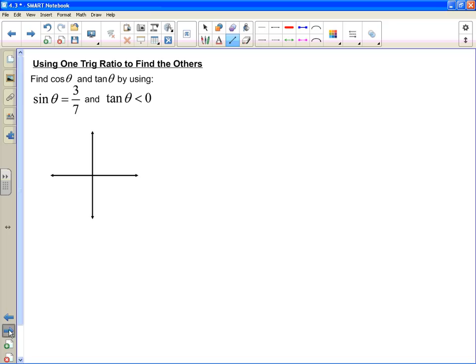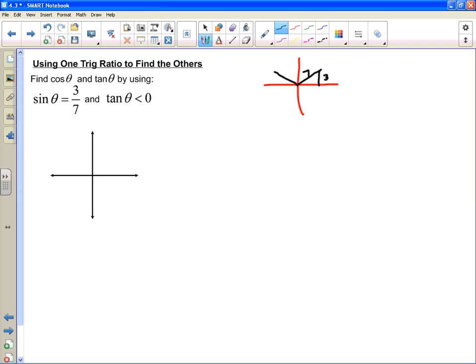I believe this is our last thing. Yes. Okay, so this is asking us to use one trig ratio to find the others. So if all they gave me was that sine theta is 3 over 7, and they didn't say anything else about it, there are 2 places where sine theta could equal 3 over 7, because our opposite side has to be positive 3. Our hypotenuse has to be 7.